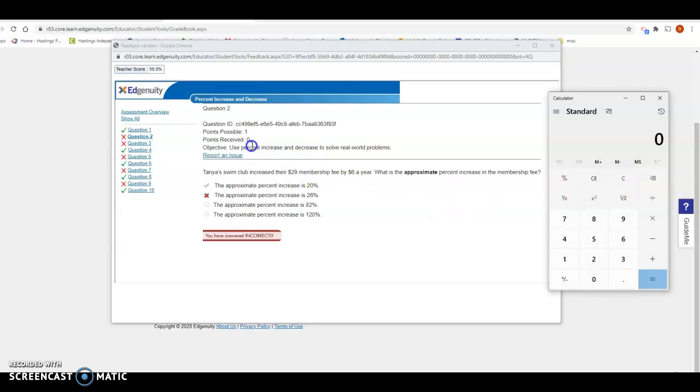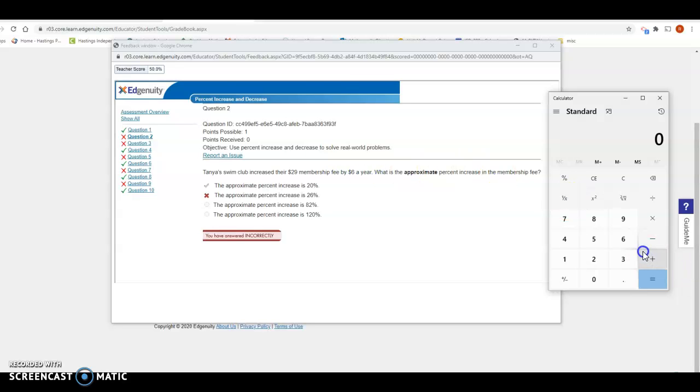Hey, so I'm going to do a quick video over percent of increase and decrease. So the formula for pretty much all these problems is the amount that something is changing divided by the original amount. So Tanya's Swim Club increased their $29 membership fee by $6.